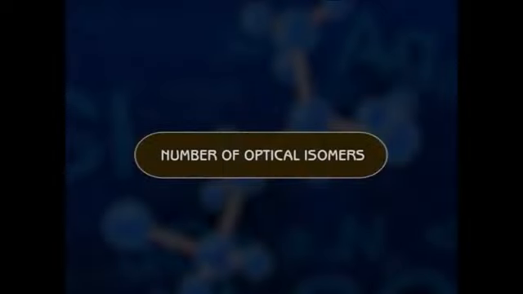Such stereoisomers, which are optically active isomers but not mirror images, are called diastereoisomers or diastereomers. Now let's look at the number of optical isomers.